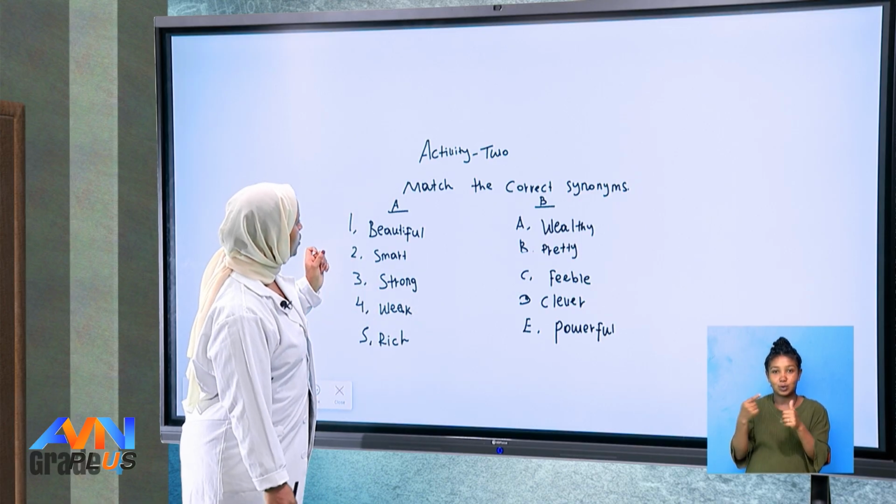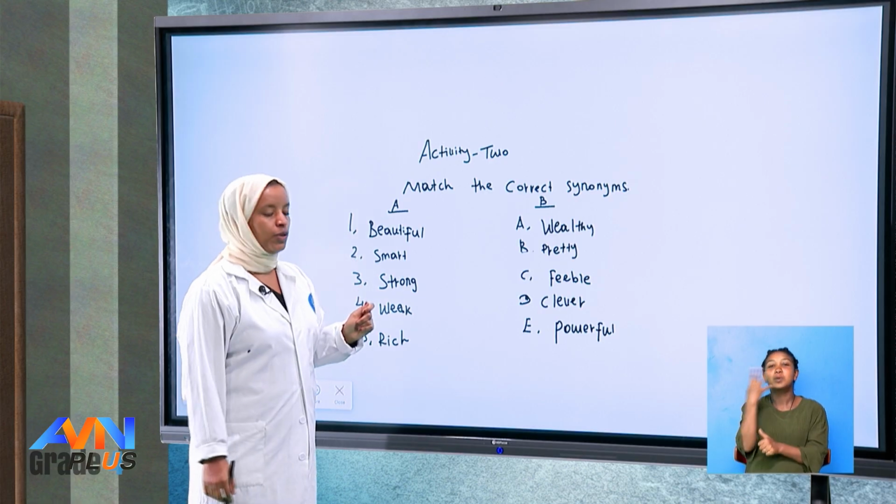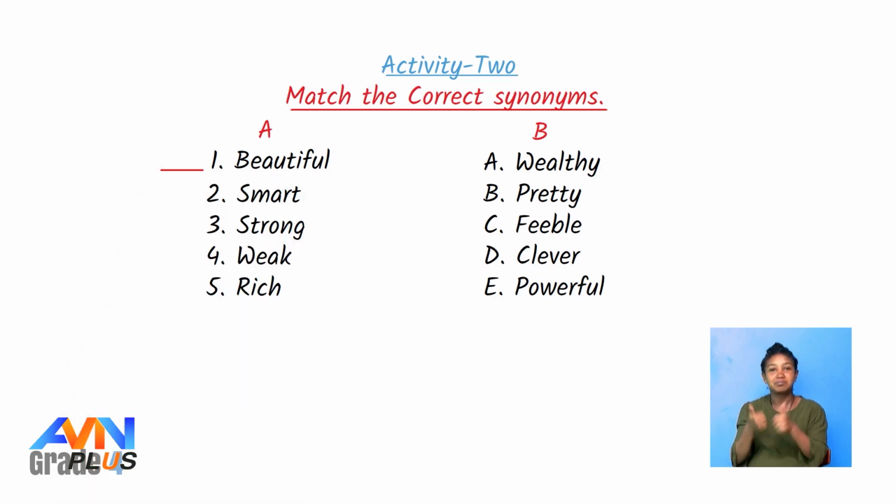So here is the first one, beautiful. Let us choose from here: wealthy, pretty, feeble, clever, and powerful. The word with the same meaning as beautiful is pretty.